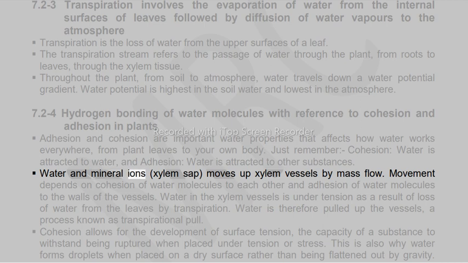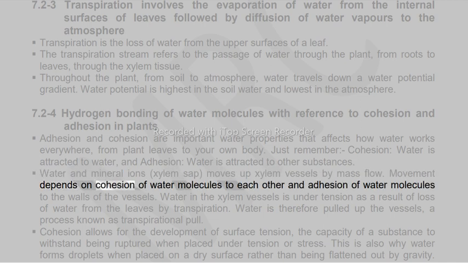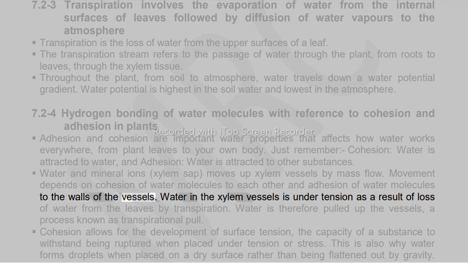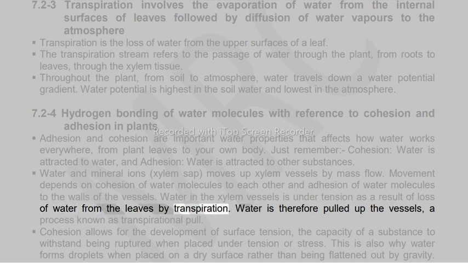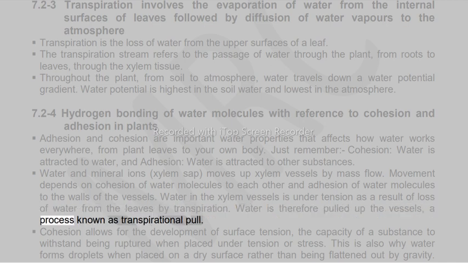Water and mineral ions, xylem sap, move up xylem vessels by mass flow. Movement depends on cohesion of water molecules to each other and adhesion of water molecules to the walls of the vessels. Water in the xylem vessels is under tension as a result of loss of water from the leaves by transpiration. Water is therefore pulled up the vessels, a process known as transpirational pull.